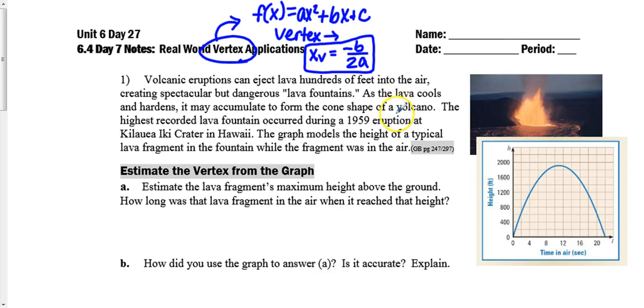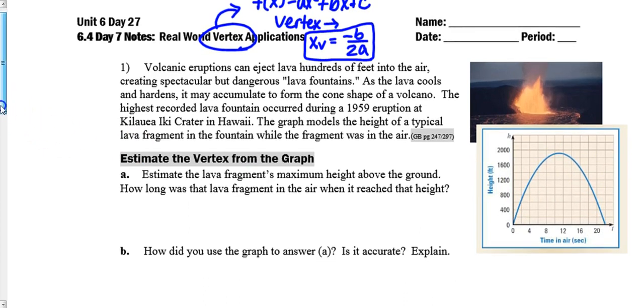Number 1 says volcanic eruptions can eject lava hundreds of feet into the air, creating spectacular but dangerous lava fountains. As the lava cools and hardens, it may accumulate to form the cone shape of a volcano. The highest recorded lava fountain occurred during a 1959 eruption at Kilauea Iki crater in Hawaii. The graph models the height of a typical lava fragment in the fountain while the fragment was in the air. Here's our graph, and clearly we can see this parabolic shape, indicating that we can model it using a quadratic equation.